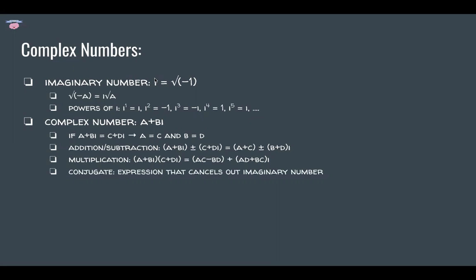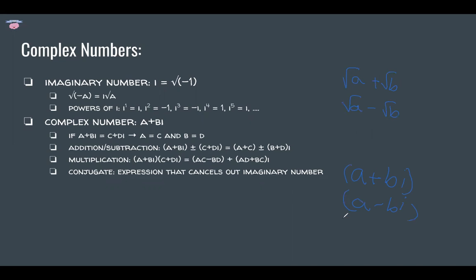Conjugate, if you remember from radicals, a conjugate of root a plus root b is root a minus root b. And this is similar for imaginary numbers. It's an expression that cancels out the imaginary numbers. So in this case, if it's a plus bi, it'll be a minus bi. And that's the same reason.